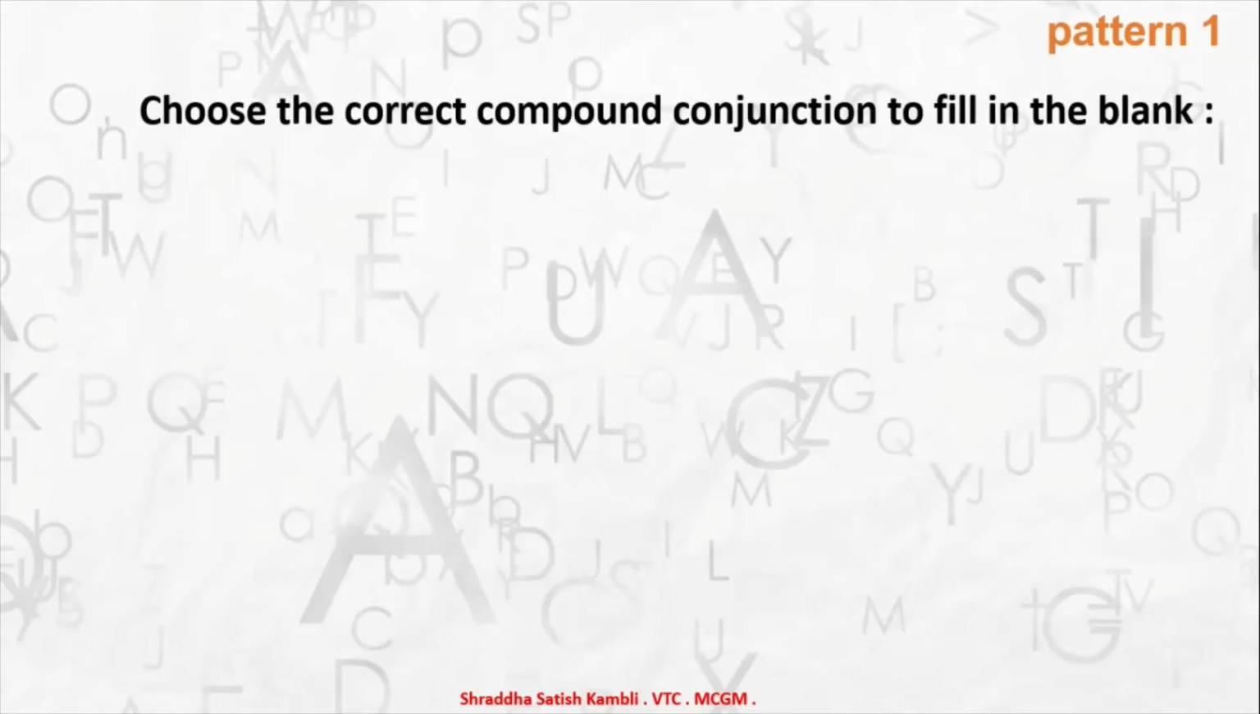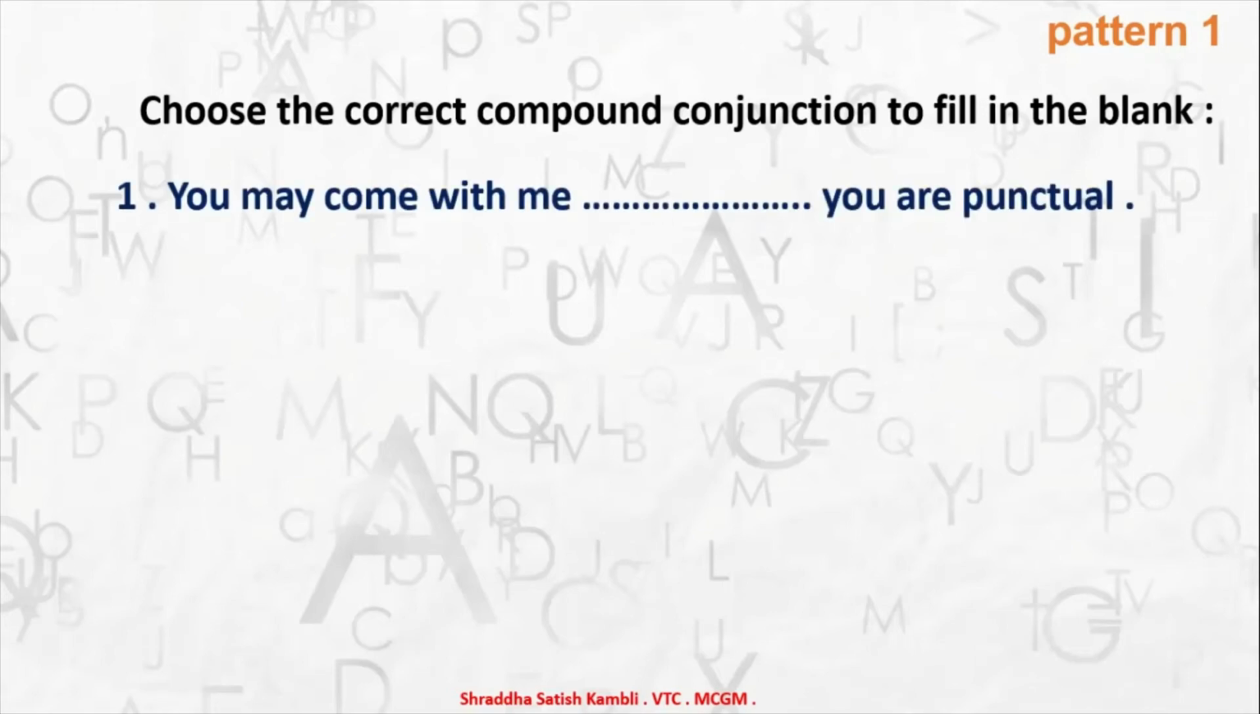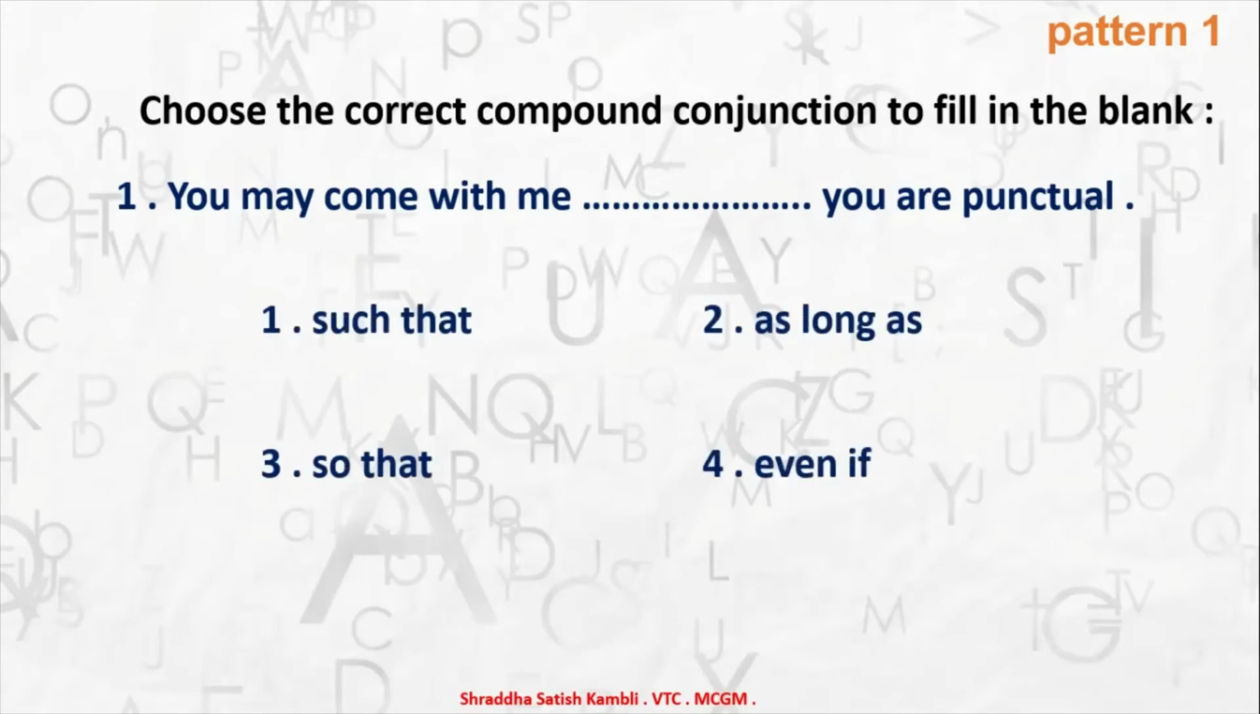Choose the correct compound conjunction to fill in the blanks. So we have, you may come with me, dash, you are punctual. Okay. So you may come with me such that you are punctual. You may come with me as long as you are punctual. You may come with me so that you are punctual. You may come with me even if you are punctual.